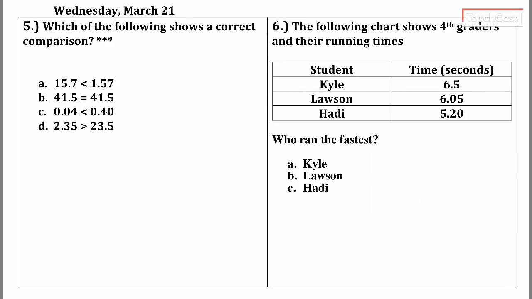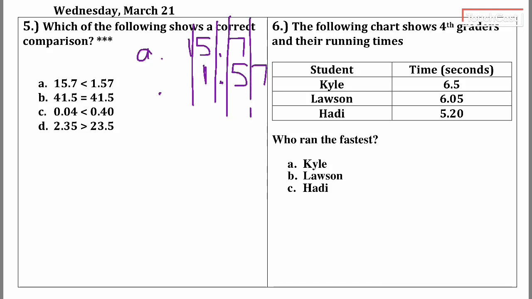Alright, number 5. Which of the following shows a correct comparison? Oh my gosh, we have a lot of them. Okay, let's start with A. A says that 15.7 is smaller than 1.57. Let's double check. In my class, one of my students, Marissa, reminded us that we line up the decimals. It's important that the decimals line up, not the numbers, because we're going to have a super wonky number if we do not line up the decimals. Please make sure that your decimals are in line.